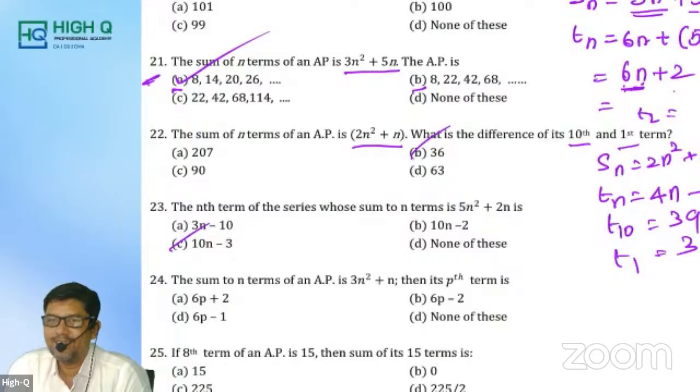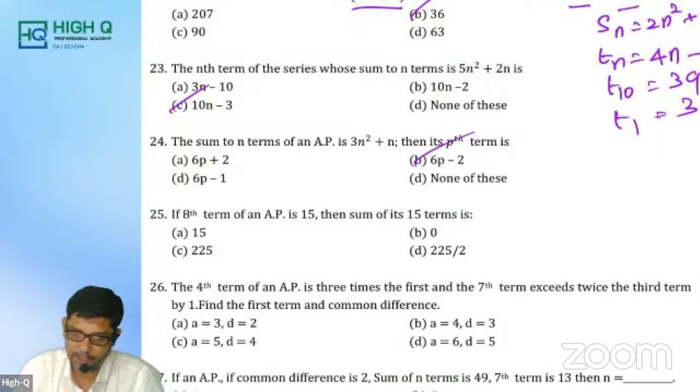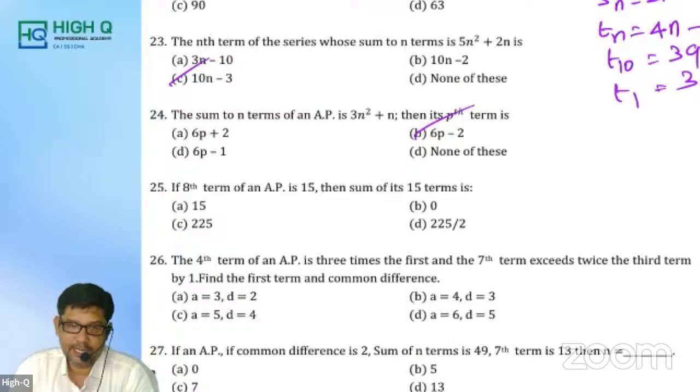Perfect. Sn is given. They ask you to find out Tn. Simply you do it. Next one. The pth term they ask you to find out. What is it? 6n minus 2. But the pth term they ask. Therefore 6p minus 2. Am I right? Okay.